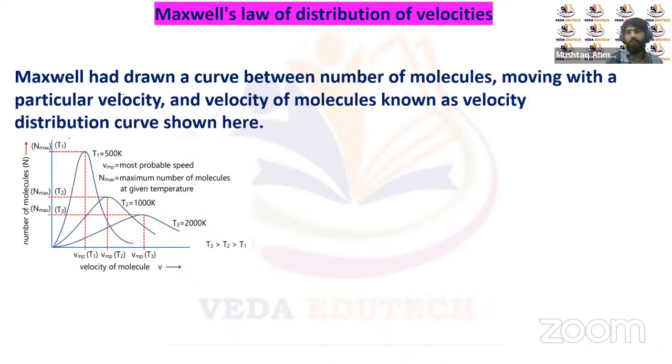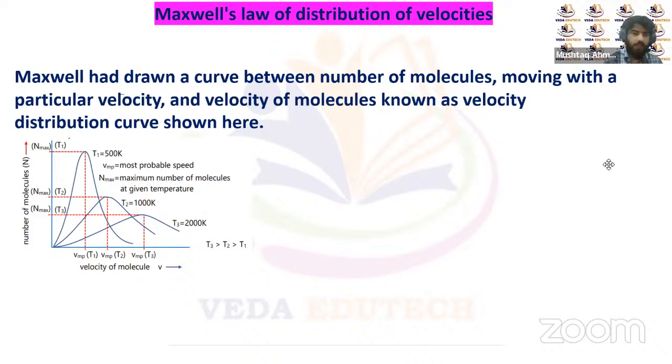Now let's talk about the distribution of the velocities or speeds of gas molecules. This distribution was studied by Maxwell and Boltzmann. They plotted a graph and put forward a distribution theory for the speeds of gas molecules. They plotted a graph between the number of molecules and the velocity or speed of molecules, as a function of temperature, at different temperatures.